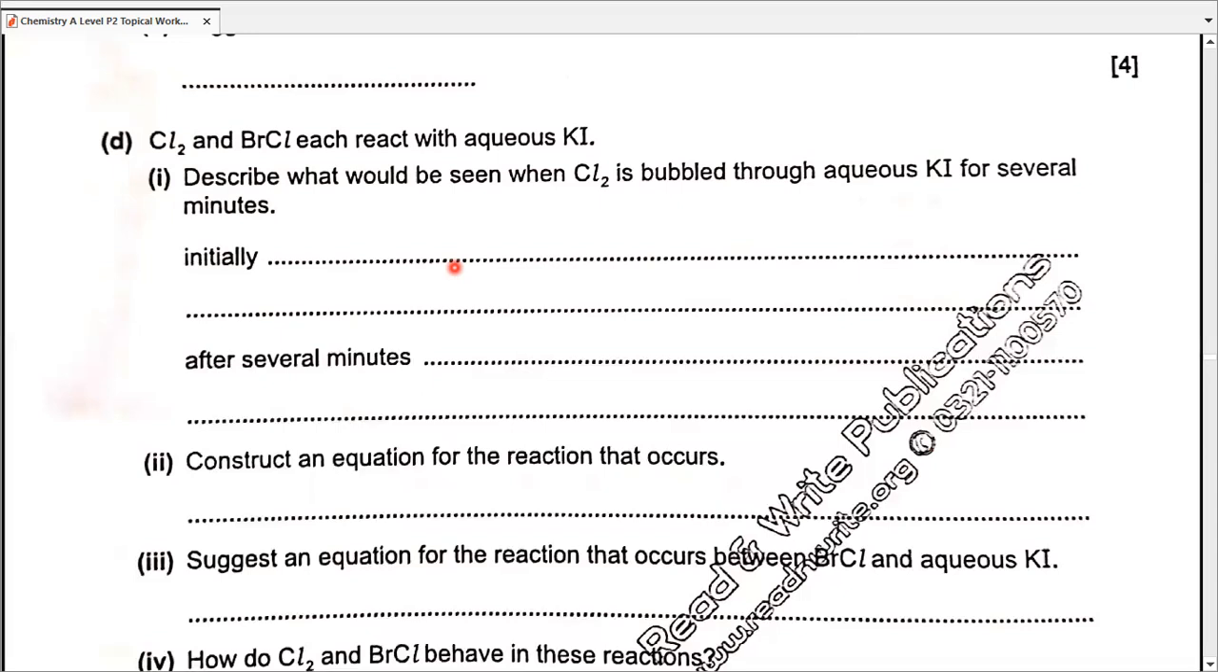Displacement reaction. Okay, good. And what would that displacement form? Potassium chloride plus iodine. Okay, I want you to do something and remember it for your papers. This is going to really help you. When you were talking about initial, you were thinking about the color of the gas, but not what's going to happen to the solution. Even after several minutes, you still don't think about the solution appropriately.